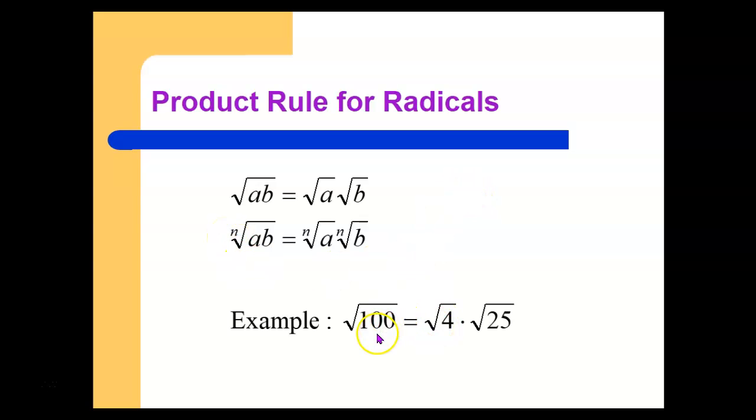So for example, well, 100 is equal to 4 times 25. So the square root of 100 is equal to the square root of 4 times the square root of 25. We can check that out because the square root of 100 would be 10. Square root of 4 would be 2, square root of 25 would be 5, 2 times 5 is equal to 10.